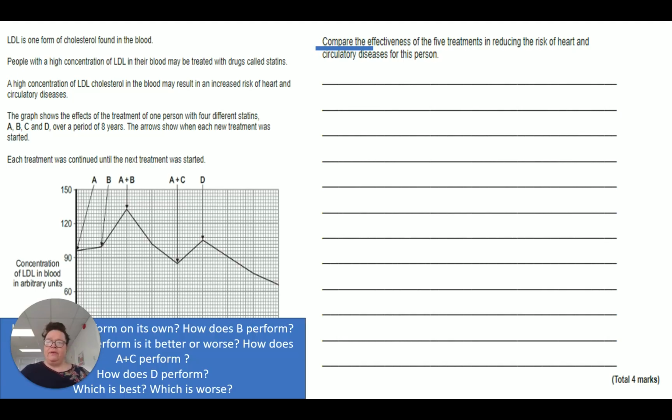Now, LDL cholesterol is found in the blood, and it says over here in the description that the cholesterol may increase risk of heart and circulatory diseases. We need some cholesterol in our bodies because cell membranes have cholesterol in them, but we don't need an excess of cholesterol. So this is all about 4 treatments, A, B, C and D. They are statins, so they are drugs, a tablet that is supposed to reduce the cholesterol. These are new statins, and this graph is showing us how effective they are.